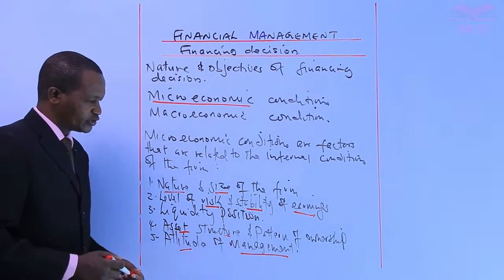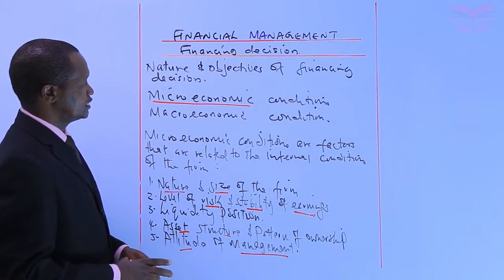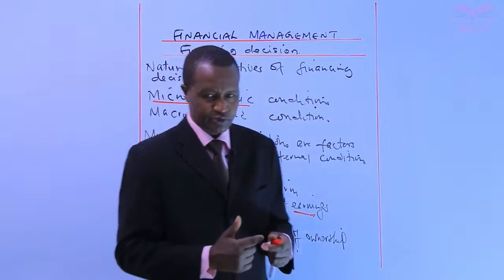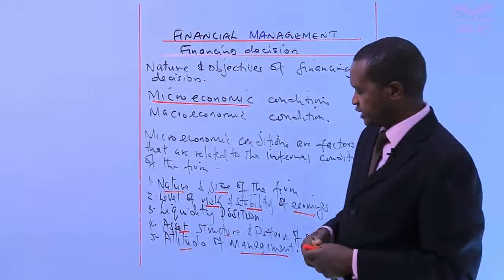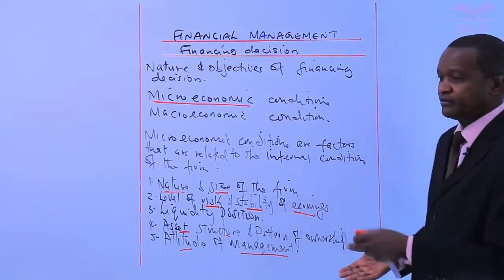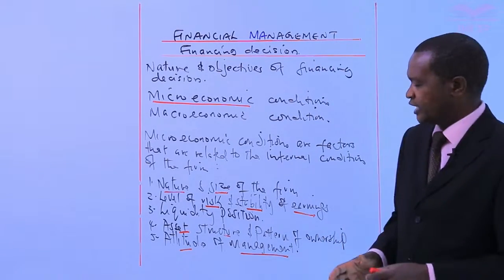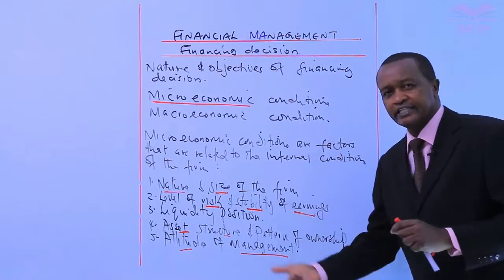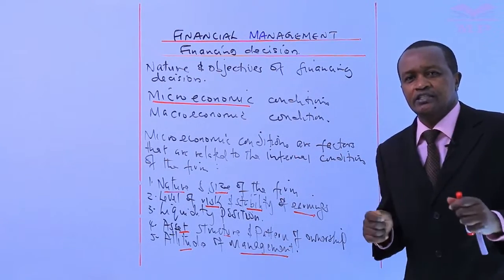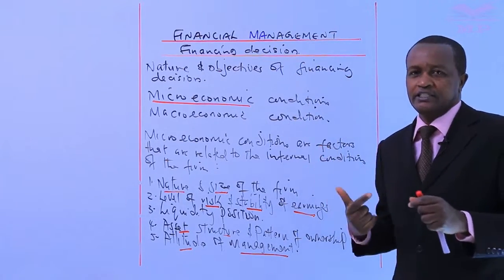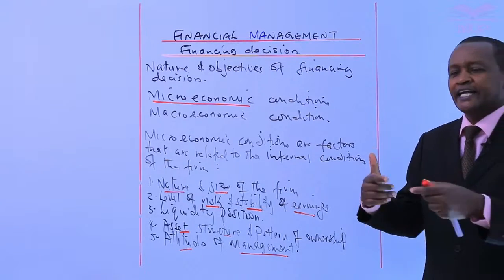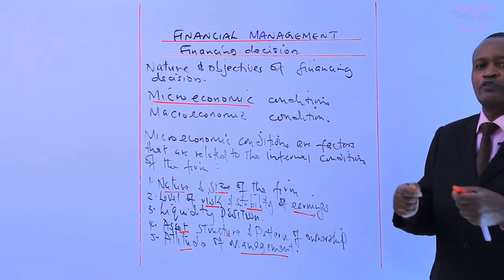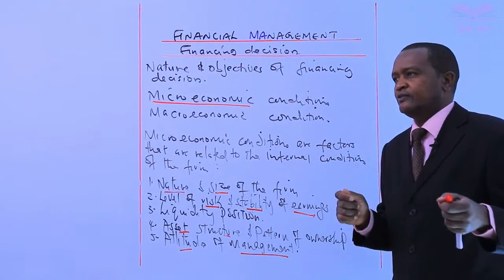Now, how does attitude of management influence financing decisions? Here we are referring to the attitude of management in relation to things like risk. A conservative finance manager will attach greater importance to liquidity rather than to profitability. On the other hand, an aggressive finance manager will stress profitability and not liquidity.